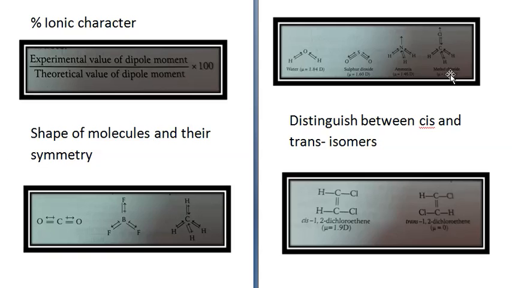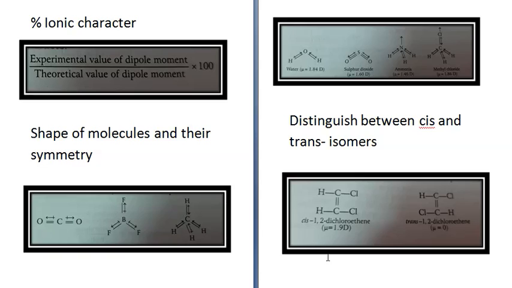It is a triatomic structure. It has 3 hydrogen atoms and 1 chlorine. Dipole moment is 1.86 D. Dipole moment is also used to distinguish between cis and trans isomers. Cis isomers have higher dipole moment than trans isomers. In some cases, dipole moment of trans isomer may be 0.